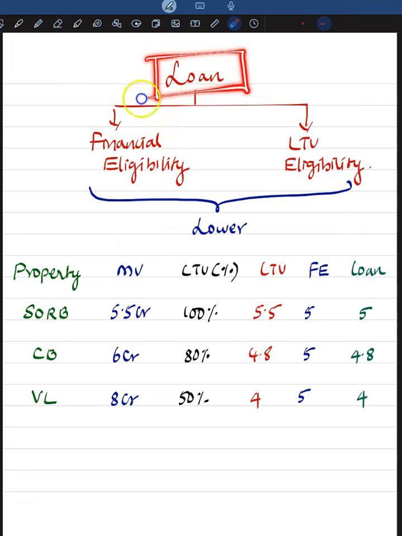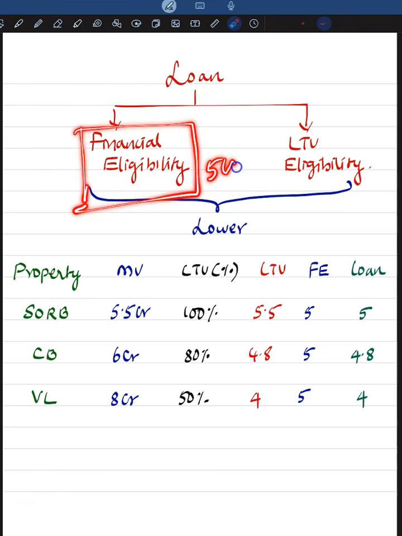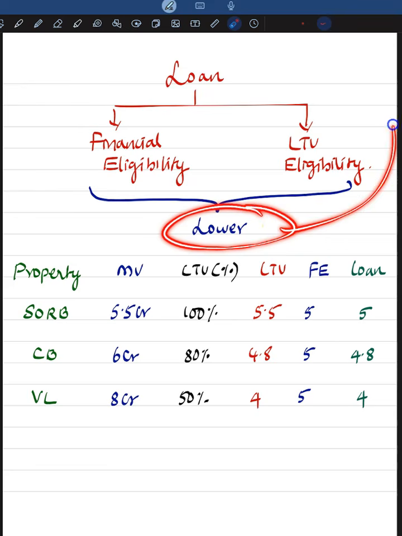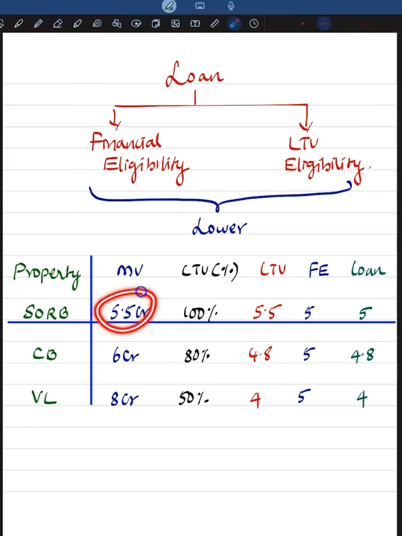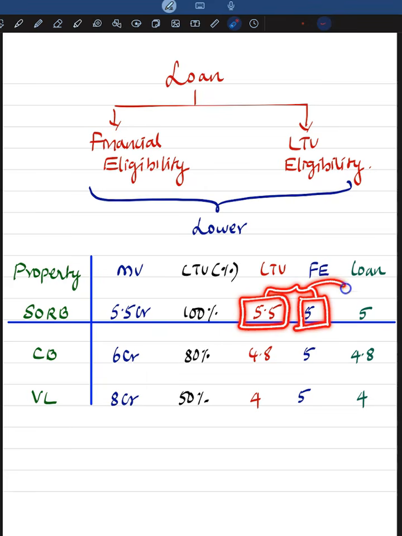So here the bank takes the final loan sanction decision by comparing the financial eligibility, which is 5 crore in this case, with the LTV eligibility, and whichever is lower, that is only going to be considered as sanction amount. Okay, so now let's compare each and every case. Look at here. Self-occupied residential building. Market value is 5.5 crore. LTV percentage is 100%. It means loan to value is 5.5 crore. Whereas financial eligibility is 5 crore. So whichever is lower, only that will be considered as loan amount. It means 5 crore can be considered against self-occupied residential building.